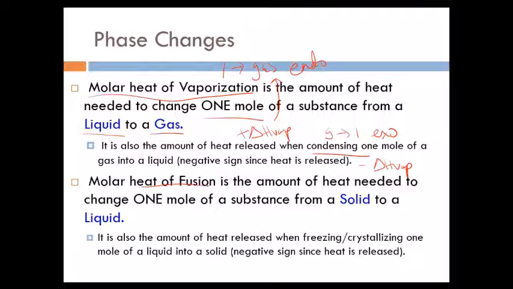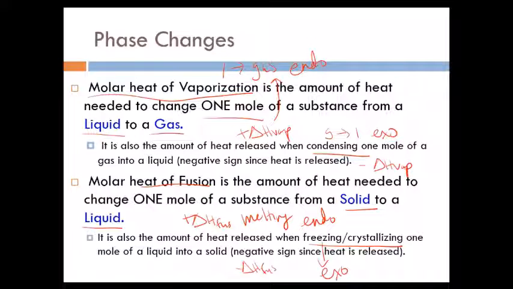Now fusion, heat of fusion, so we say delta H fusion. Solid to a liquid, and it's positive if we are melting, and that of course is also endothermic. But if we are going the opposite way and freezing or crystallizing, that's another word for freezing, it would be a negative. We would get our delta H of fusion, but it would be negative, since you are releasing the energy, and freezing is an exothermic process, releasing energy versus absorbing energy.